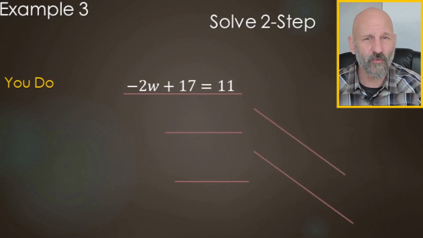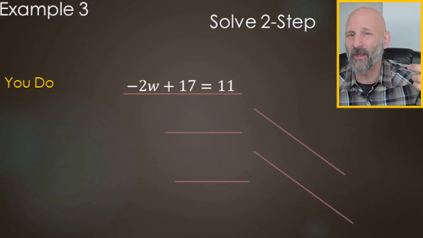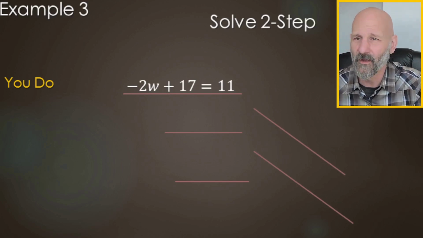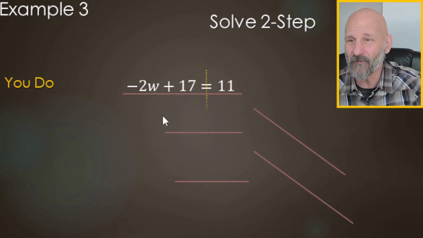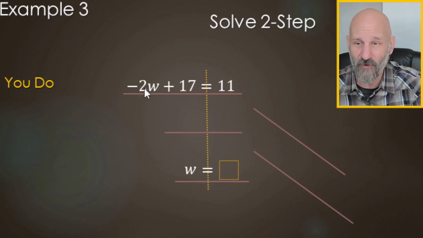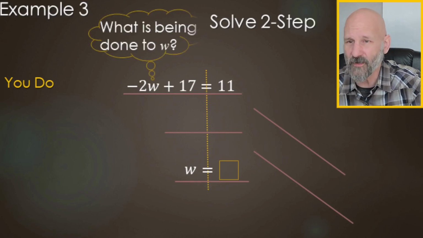Let's have you go and try this one out on your own. Pause the video, then come on back and see how you did. So here we have negative 2w plus 17 equals 11. Same basic strategy there. We want to figure out what w equals, and then the blank will be there. My variable's on the left, so variable on the left there. So here we go.